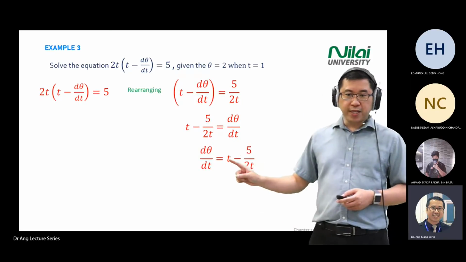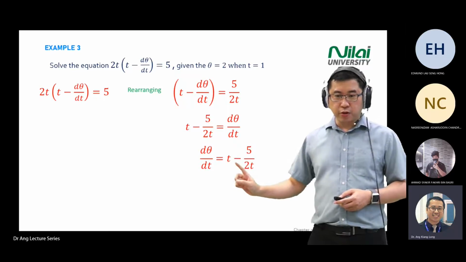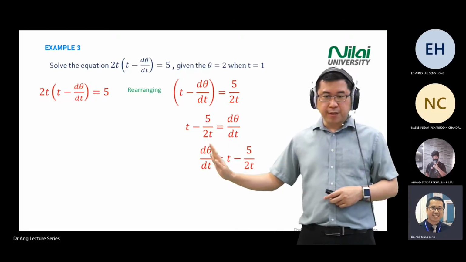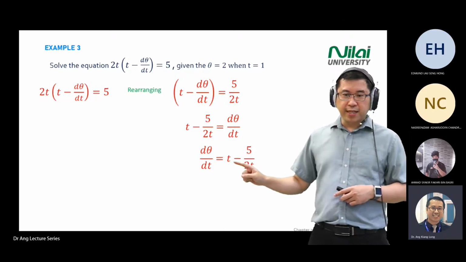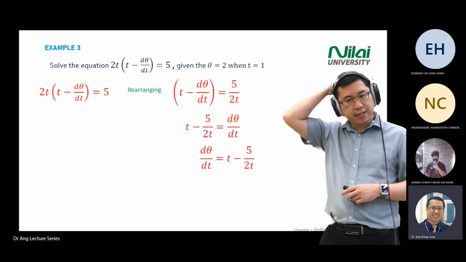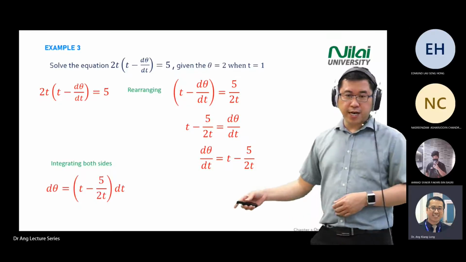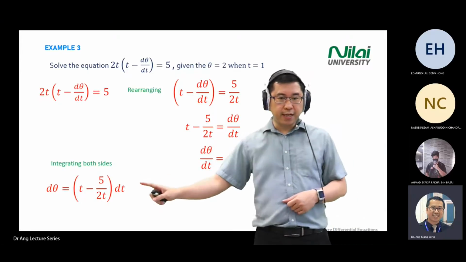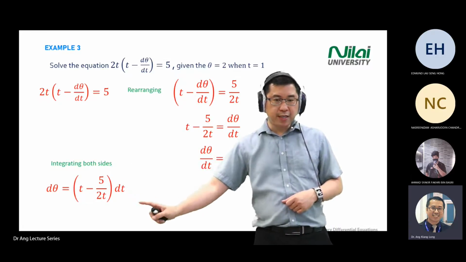If you are still seeing theta on the other side, you still need to continue with the arrangement. Make sure the same thing is on one side, and the same thing on the other side. So if you see theta here, you are still not complete. You need to move the theta to one side. That is a reminder. Next, you do integration on both sides. This one you move to the left hand side, and you will get dt on one side and bracket t minus 5 divided by 2t bracket dt.